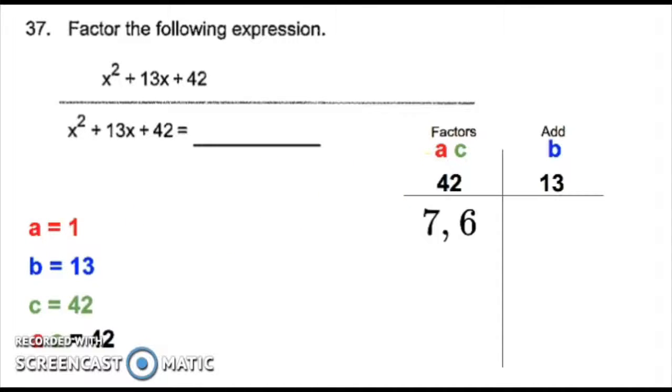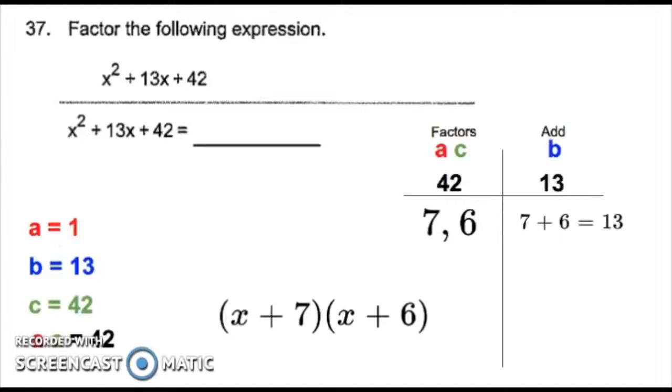Those two numbers are 7 and 6. 7 times 6 is 42, and 7 plus 6 is 13. So since a is 1, all we do is write x plus 7 times x plus 6. That's the answer for number 37.